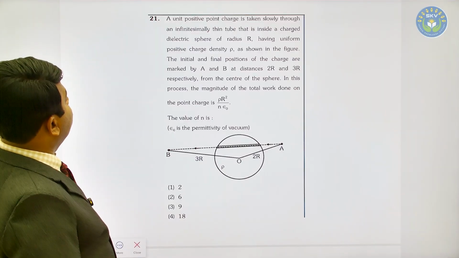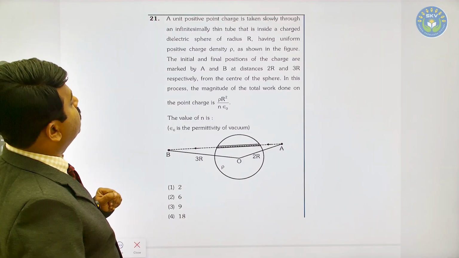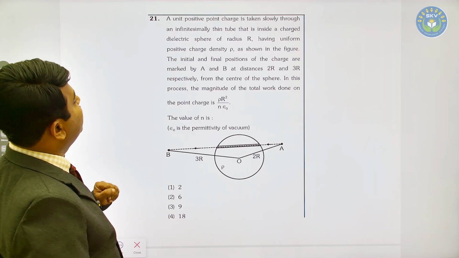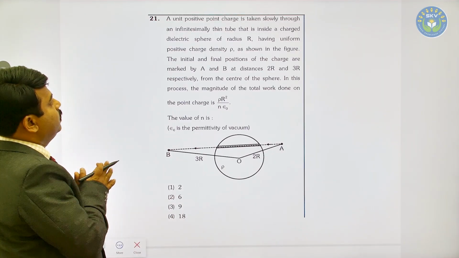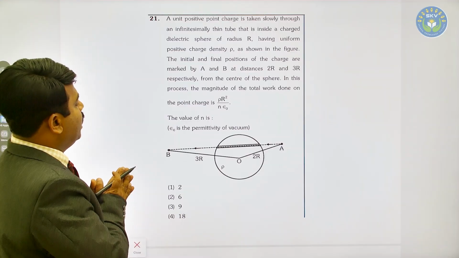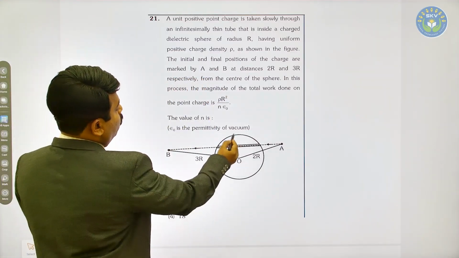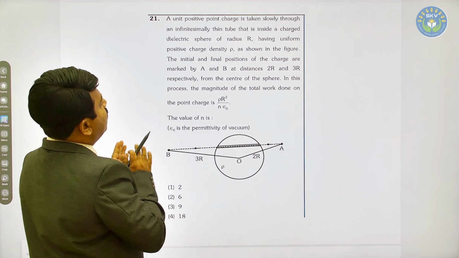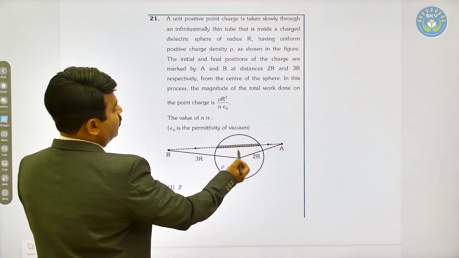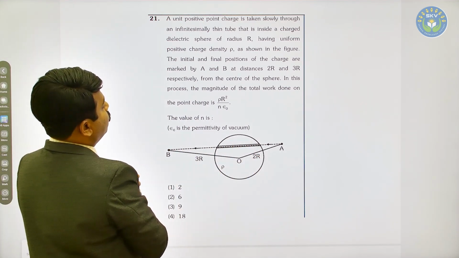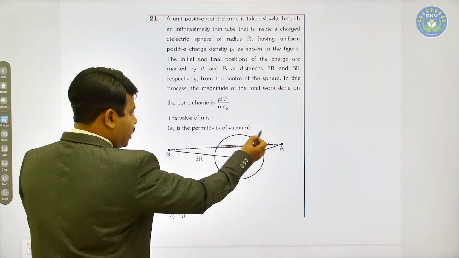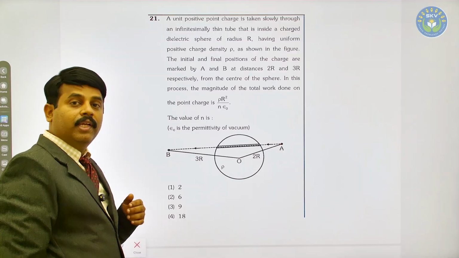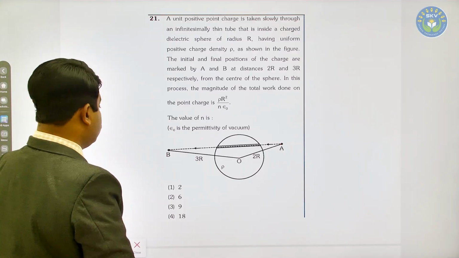Question number 21 is, a unit positive point charge is taken slowly through an infinitesimally thin tube inside a sphere having a charge density rho. As shown in the figure, the initial and final positions A and B are at a distance 2r and 3r from the center. The work done in moving from A to B is given as rho r square by n epsilon 0. We need to find this n value.